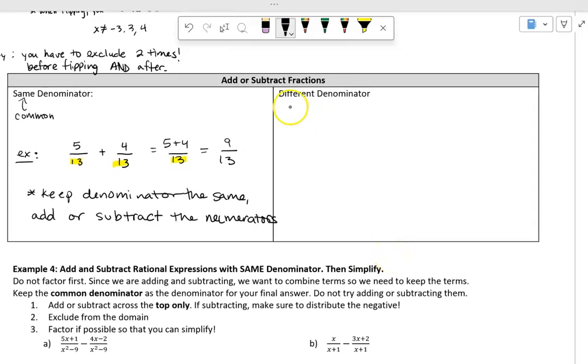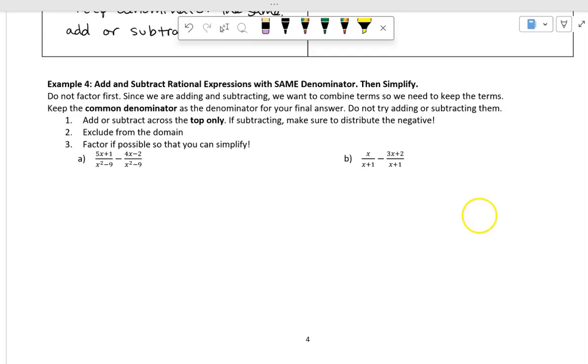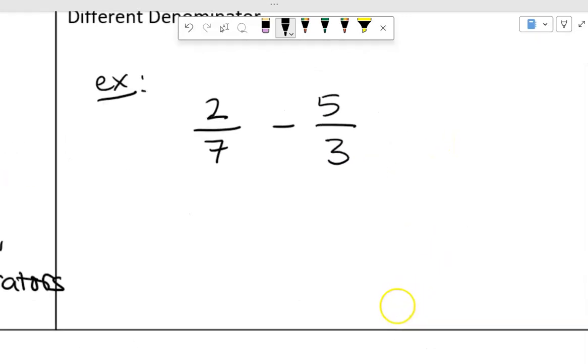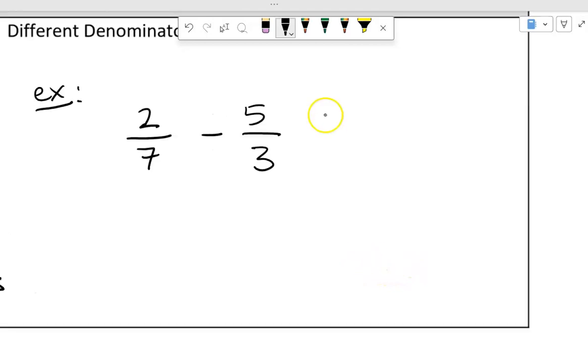Same denominator is simple compared to different denominator. Different denominator would be, for example, if I had 2/7 minus 5/3. What I notice immediately is the denominators are not the same, so I can't put a 7, I can't put a 3, I cannot add those together, I can't subtract them. There's nothing you can do to get a denominator for your final answer other than the work that it takes for getting a common denominator.